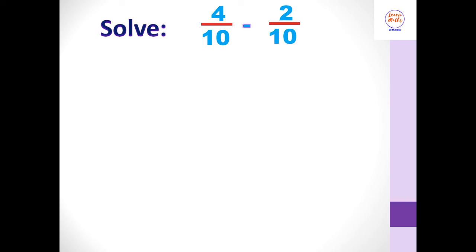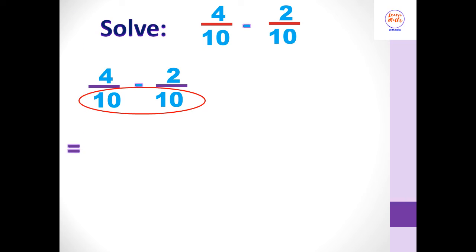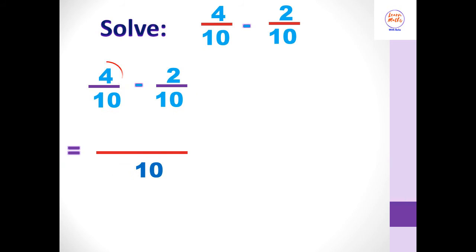Then we go on to the next example. The example is very easy too. We have 4 over 10 minus 2 over 10. We go by first picking out the LCM, which is what? 10. Then we have 4, which is the first numerator, minus the second numerator, which is 4 minus 2. Then 4 minus 2 will give us 2 over 10.